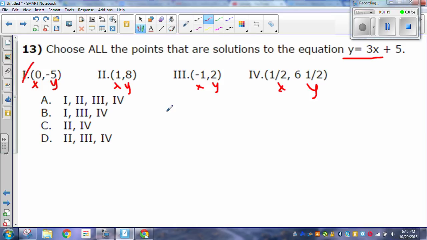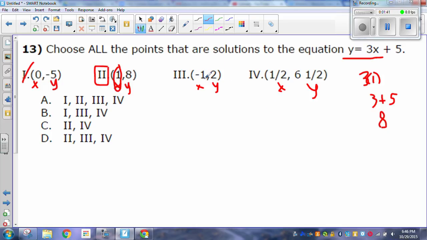No, not 1. Now the next ones I'm going to do in my head a little bit. Remember what x is. Do that one first. X is 1. What is 3 times 1 plus 5? If you do that in your head, you should get 3 plus 5 is 8. Is that what I had here for y? Absolutely. So 2 is correct. Let's move on to 3.